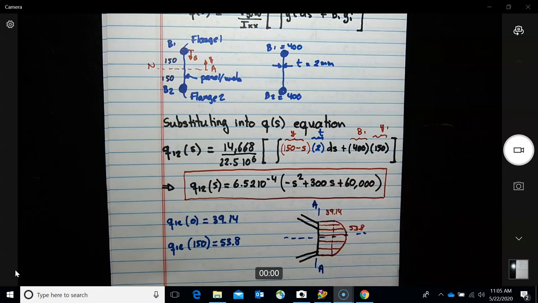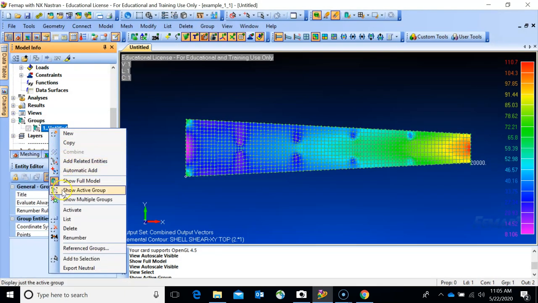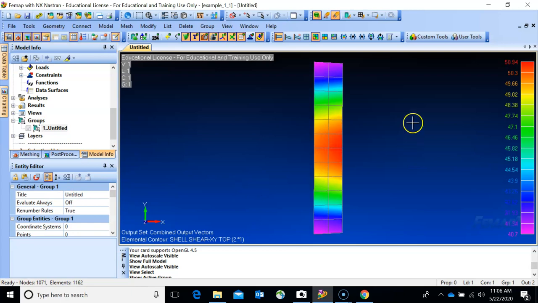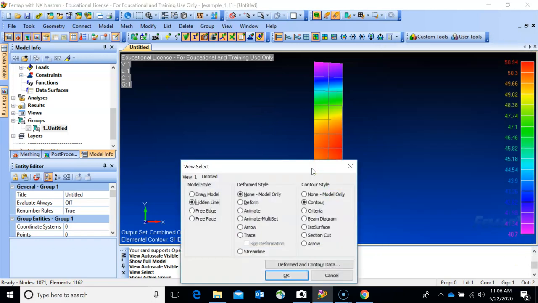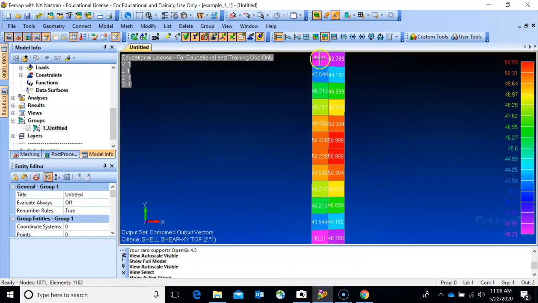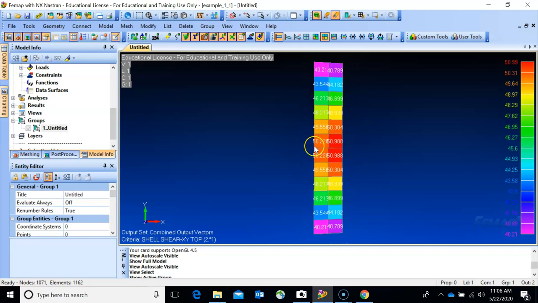I'll show you very quickly, but I will be doing that in the following video to check with finite element. You see about 53.8 and it's not constant. So over here, you see this is not uniform. The values go from about 39.1 to about 50s in the middle. Again, this value will be more accurate if we refine the mesh, but I will show this in the following video. So that will be all for this video.